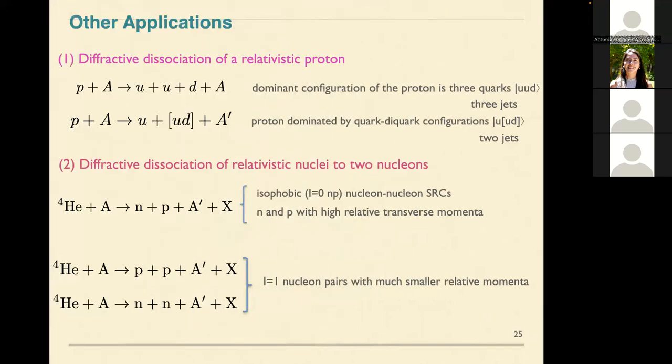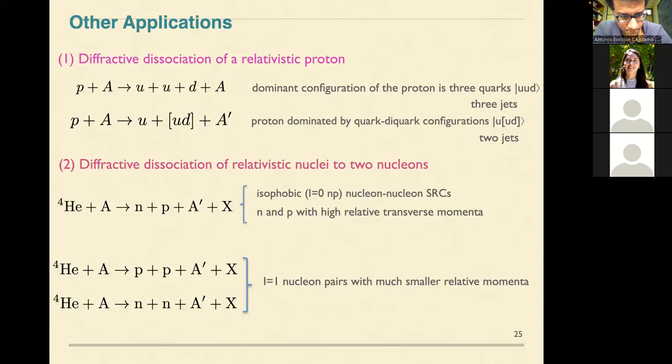So, for example, you can have diffractive dissociation of the proton. And you can show whether, as I mentioned before, one important possibility was that there was a correlation between U and D. So it's possible that you can have both possibilities: to have three quarks coming out as jets, or to have only two, a UD. So you can test this type of idea using diffractive dissociation in the case of the proton.